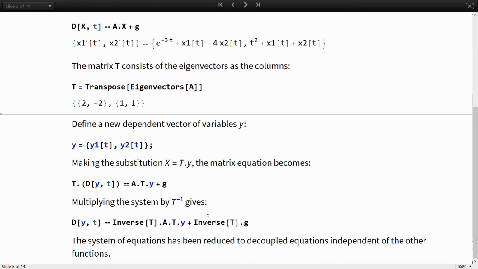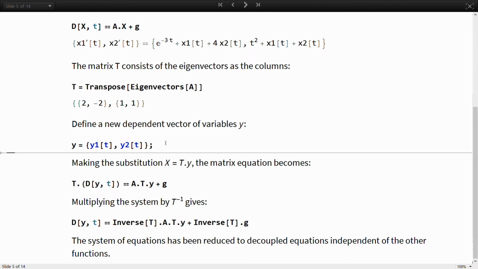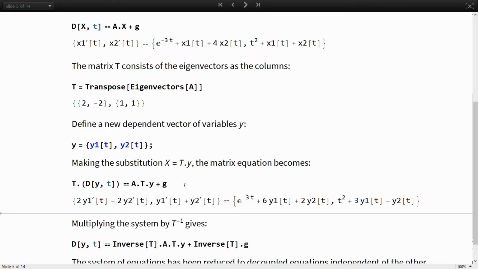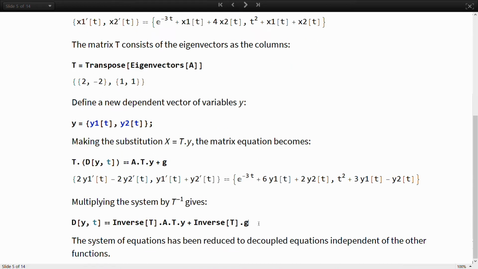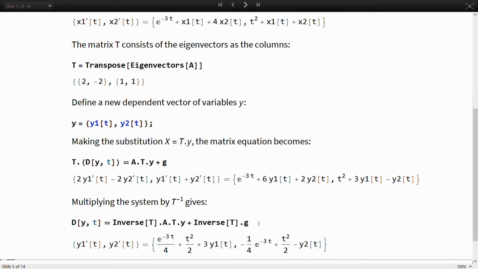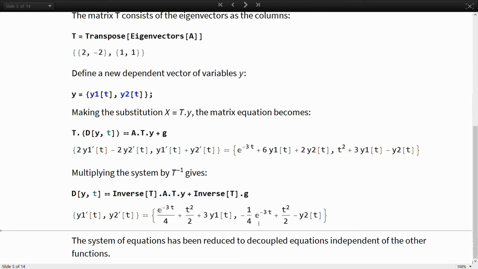Then we can define a vector of a new dependent variable y. Defining the vector capital X to be the T matrix times the y vector, the system of differential equations becomes this. To get rid of the T matrix on the left-hand side, multiply both sides of the equation by the inverse of T. What results is a decoupled set of equations where the function y1 appears only in the first equation and the function y2 appears only in the second equation.